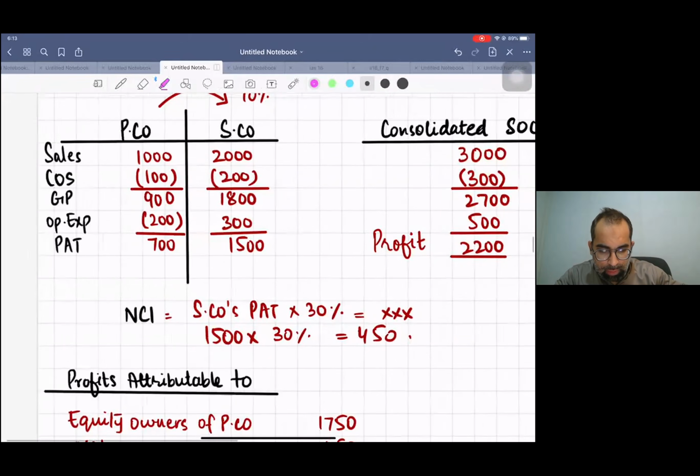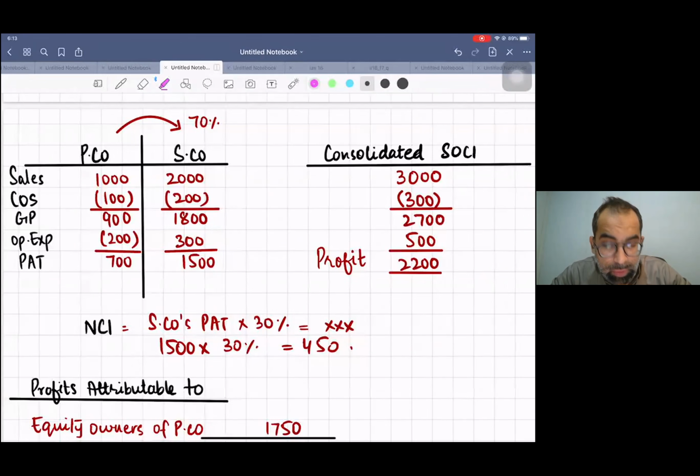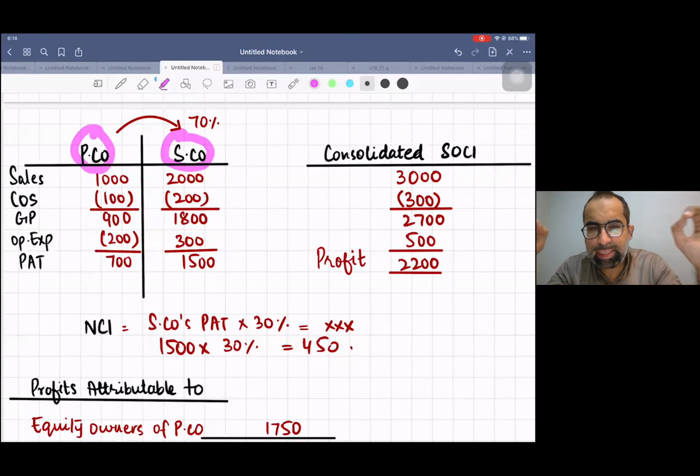Now one more topic, and definitely we will be doing one past paper for the income statement as well. The consolidated income statement. How do we do the consolidated income statement? Look here, this is P company's and this is S company's income statement.